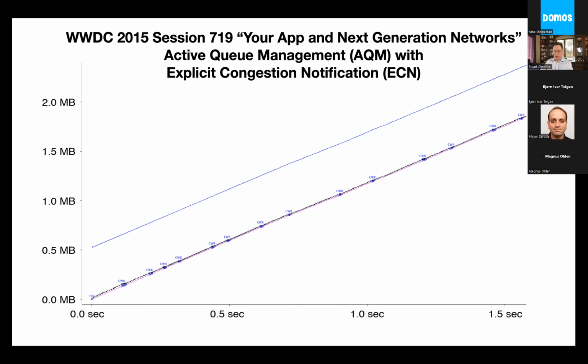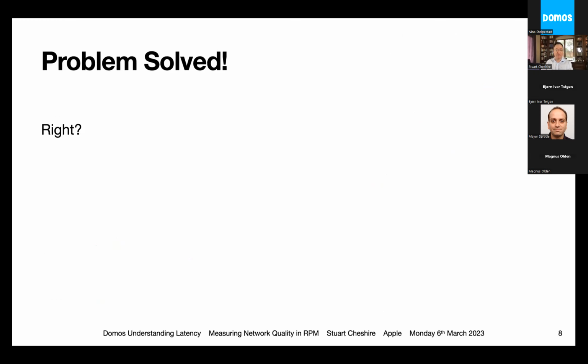And this is building on the work of Jim Gettys and Dave Täht. This is using CoDel in this test. Fantastic. This is back in 2015, 8 years ago. So we solved the problem, right? We optimistically thought we would deploy these algorithms, tell people about them, and it would all be fixed. And it hasn't.